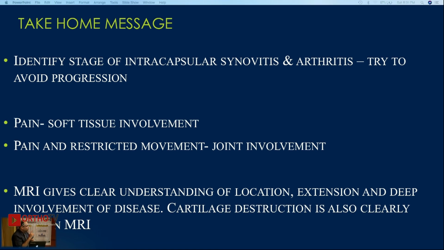So MRI usually gives a clear understanding of the location and extension of the disease and how deep the tissue is involved. Do we need to explore the entire joint or all the range of flexor tendons or extensor tendons? That can be clearly understood on a proper classical MRI. So these are the few salient points that I wanted to discuss.